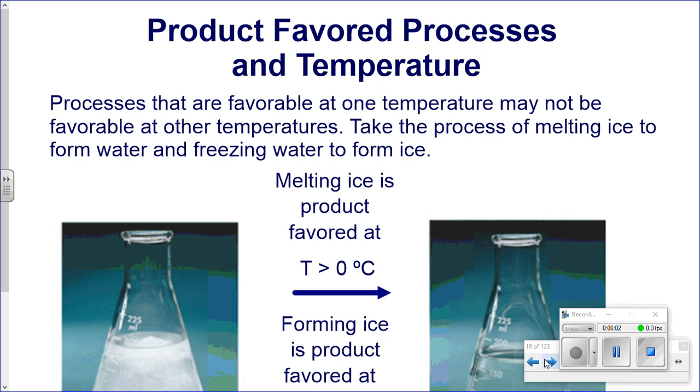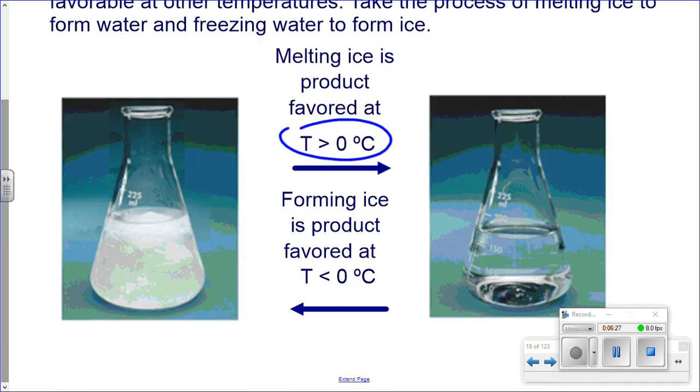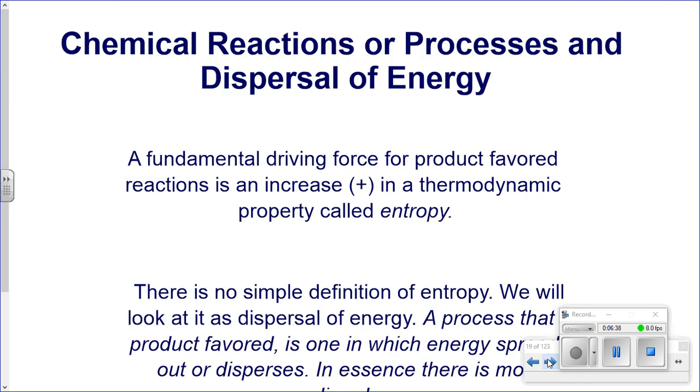Processes that are temperature dependent may or may not be product favored, okay? So again, if you take a look at this, it says processes that are favorable at one temperature may not be favorable at other temperatures. Take the process of melting ice. It's spontaneous at temperatures above 0 degrees Celsius, okay? But again, melting is non-spontaneous, or at least spontaneous in the opposite direction, when it's below 0 degrees Celsius, okay? So just be careful on temperature dependent reactions, okay?